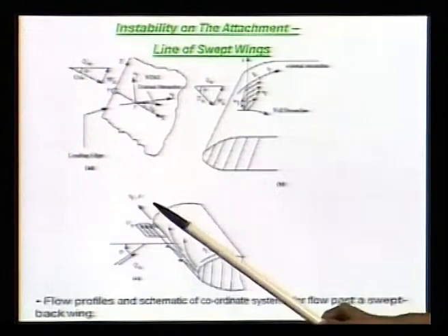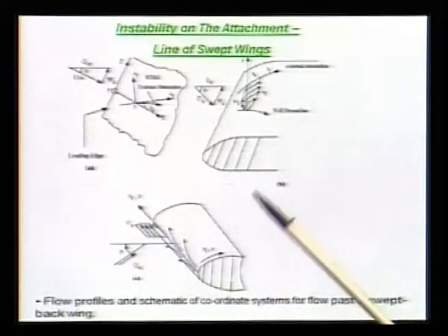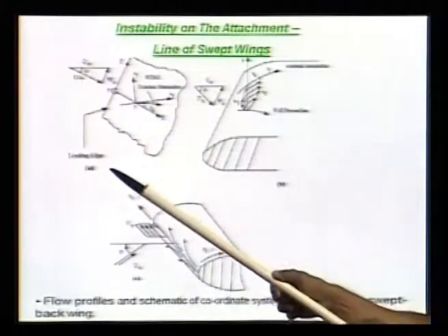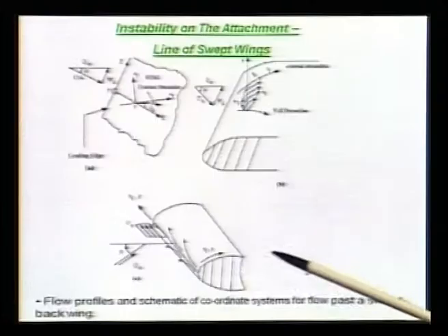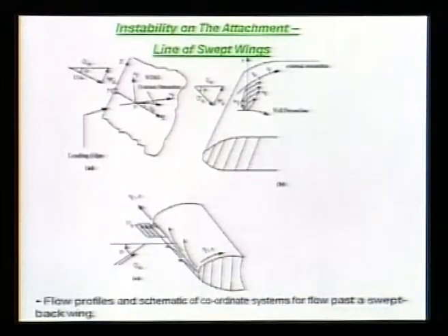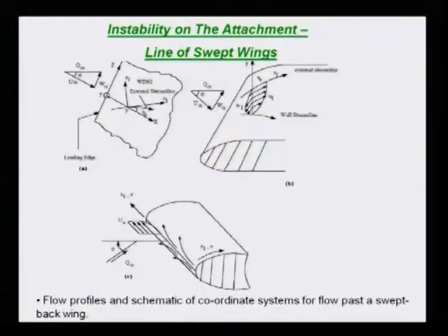So, we have a plane, the attachment line plane, where the flow is from here to here in this direction, and over that the flow wraps up on top, and below that attachment line the flow wraps on the bottom. So, that is your visual picture. Okay. Now, let us see what happens to this.